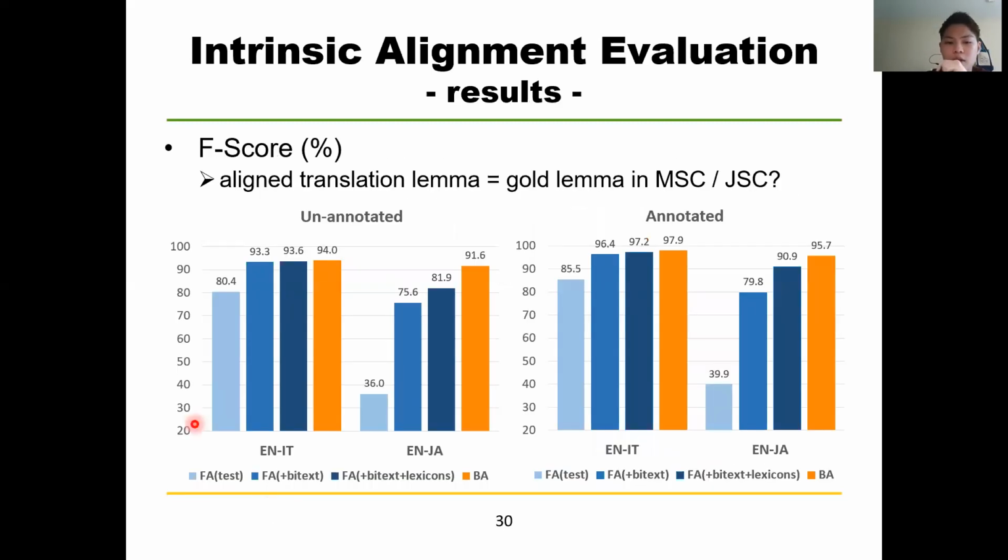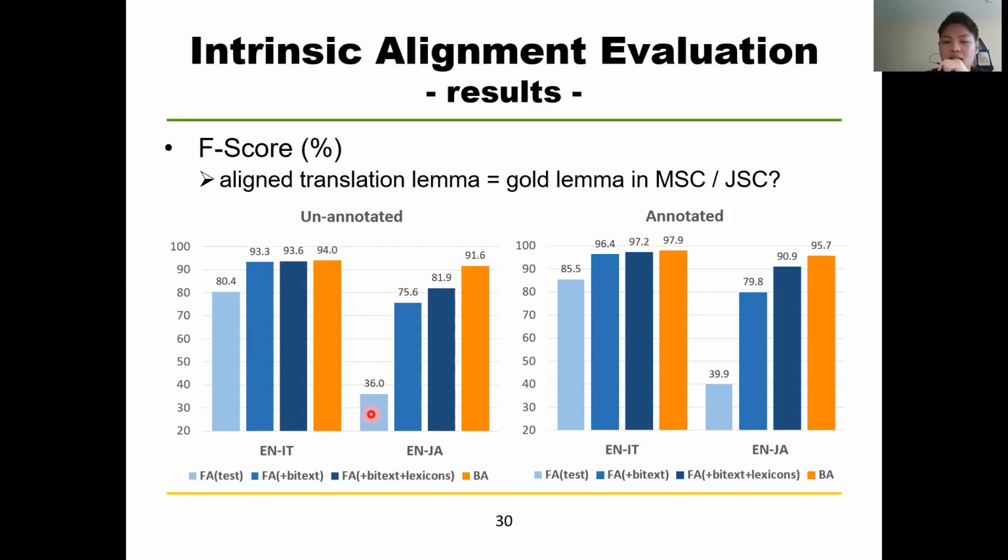So here are the results. We evaluate on F-score in terms of whether the aligned translation lemma by the aligner matches the gold lemma in the data. The blue bars indicate the F-score of FastAlign on different sizes of dataset. And the orange bars show the F-score of BabAlign.